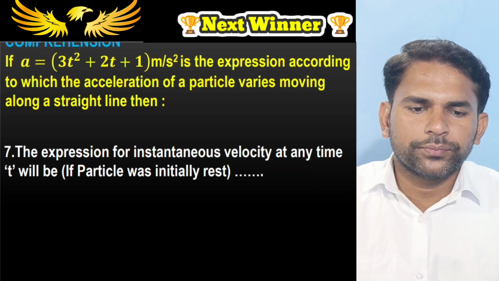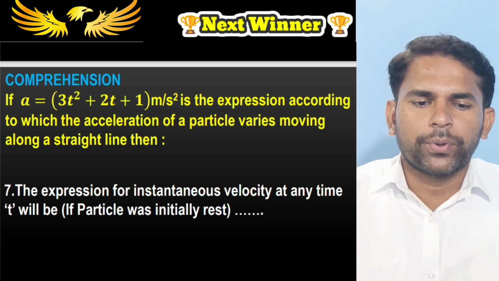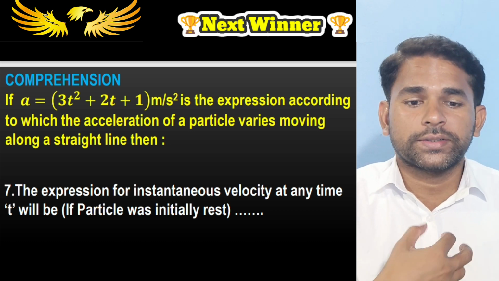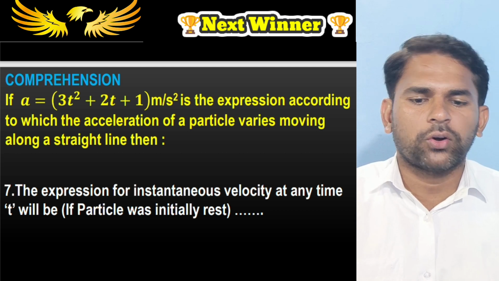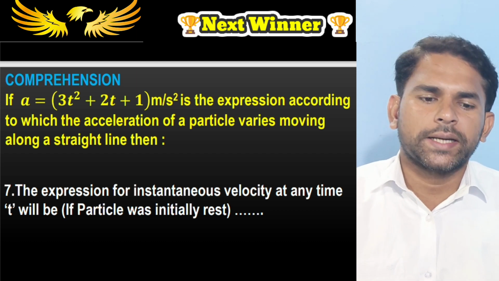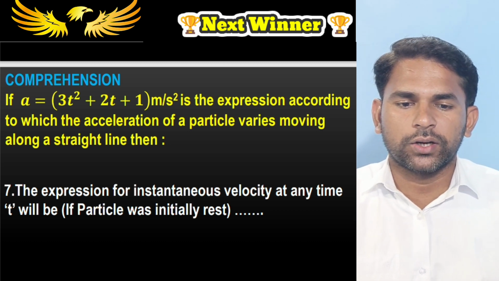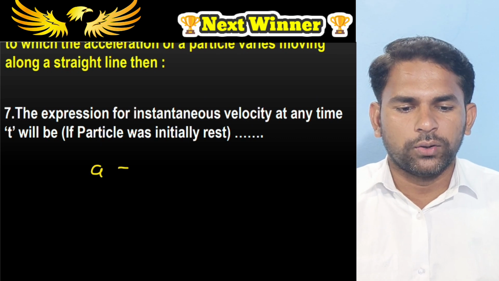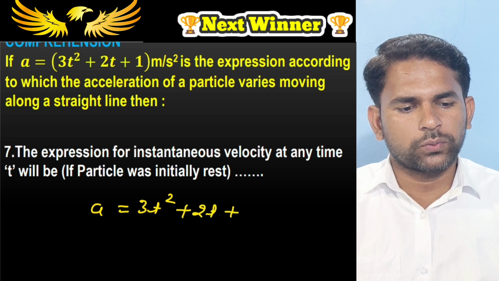There is a given paragraph-type question like this: a is equal to 3t square plus 2t plus 1 meter per second square. What is a? Acceleration. How did we get that it is acceleration? Because of this unit. The expression according to which the acceleration of a particle is moving along a straight line is a is equal to 3t square plus 2t plus 1. So acceleration is given, I am going to write the acceleration value a is equal to 3t square plus 2t plus 1.